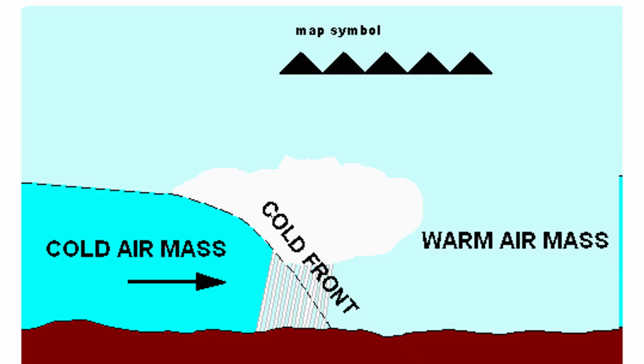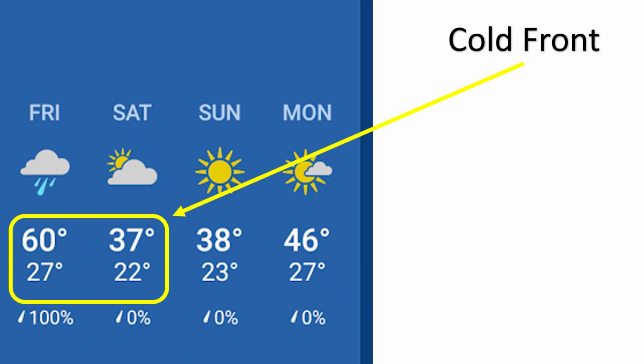So here's a graphic of what happens with a cold front. Cold front comes in and it makes the warm air go up, and right along the cold front, you tend to have clouds, rain, and violent precipitation. Here you can see it on a weather report, going from 60 and 27 to 37 and 22.